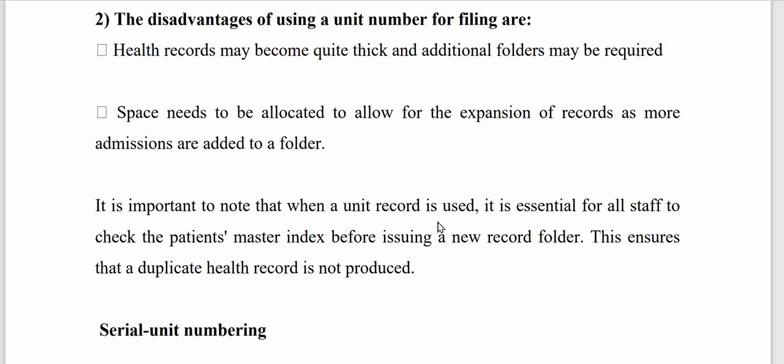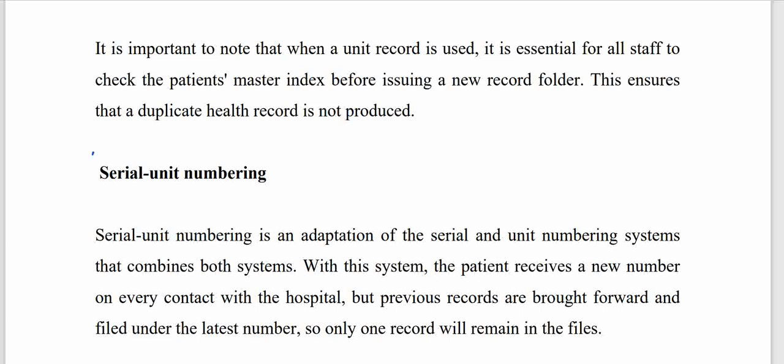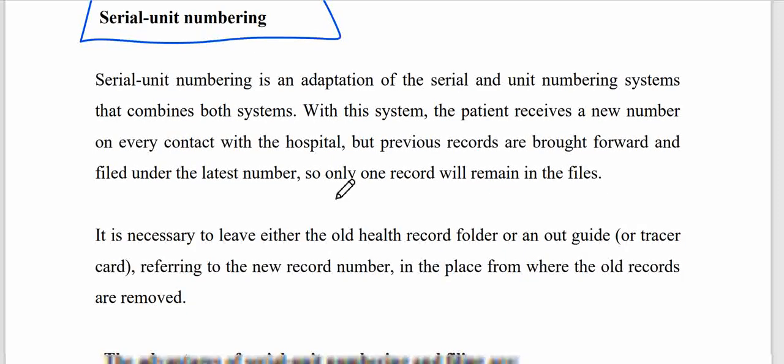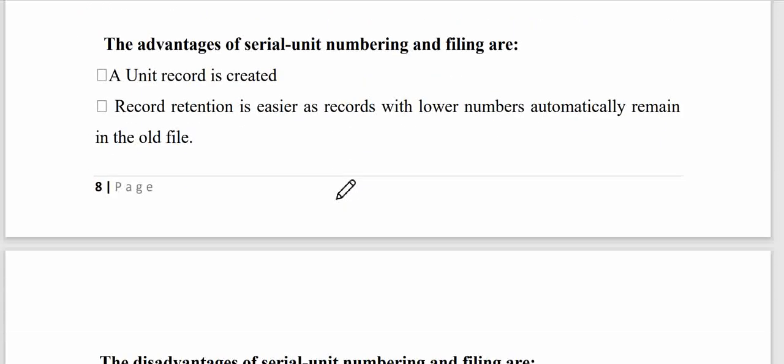All right, then moving forward, we have a space that needs to be allocated to allow for the expansion of records as more admissions are added to the folder. So you must have a bigger folder, because a lot of things are supposed to be added on and on, even in the spaces of filing within the shelves. It is actually very important. So in the next lesson, we shall continue with the unit numbering system. Yeah, definitely.